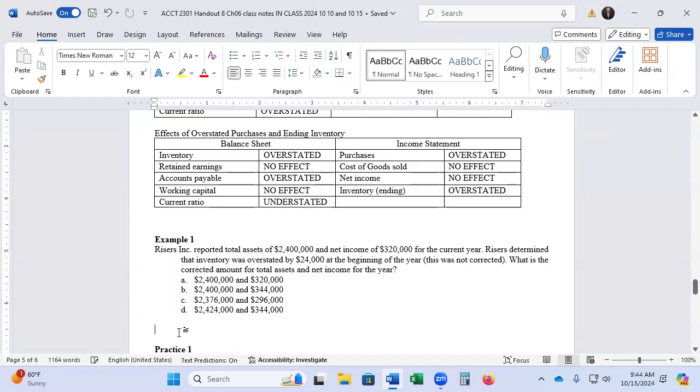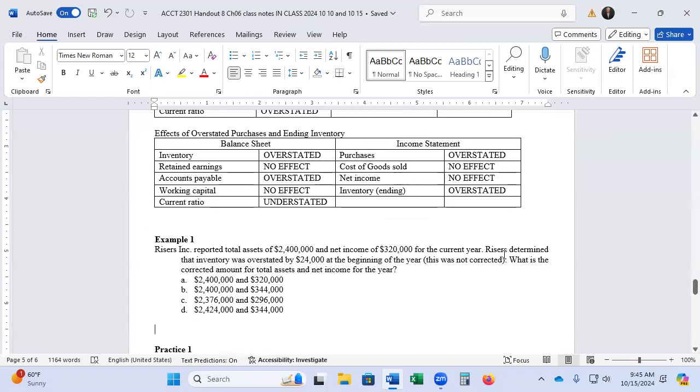Okay, so let's take a look at example number 1. It says Risers Inc. reported total assets of 2.4 million and net income of 320,000 for the current year. Risers determined that inventory was overstated by 24,000 at the beginning of the year. This was not corrected. What is the corrected amount for total assets and for net income at the end of the year?